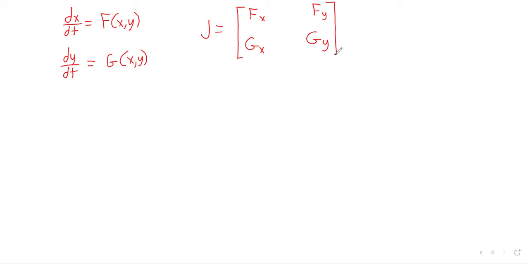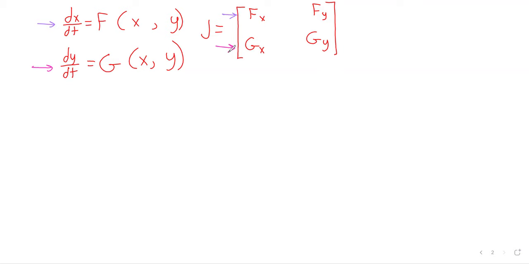And if you ever struggle to remember what goes where in the Jacobian, you can basically just read it off. The first equation gives the first row. The second equation gives the second row. The first variable gives the first column. The second variable gives the second column.